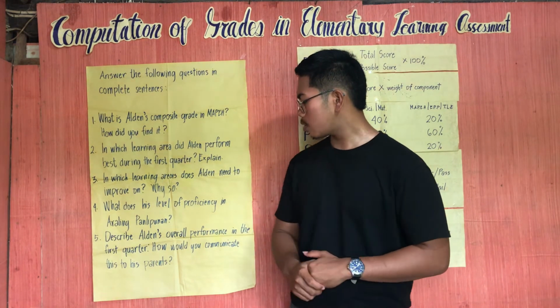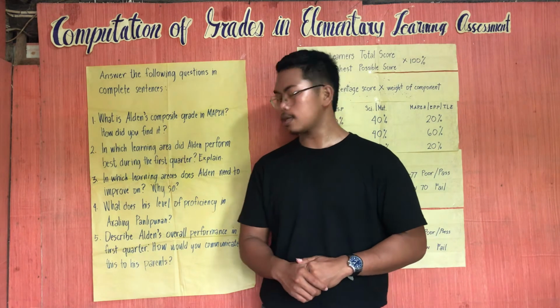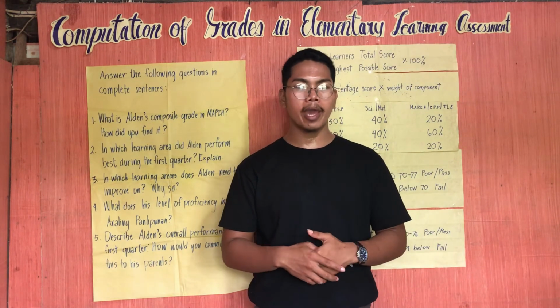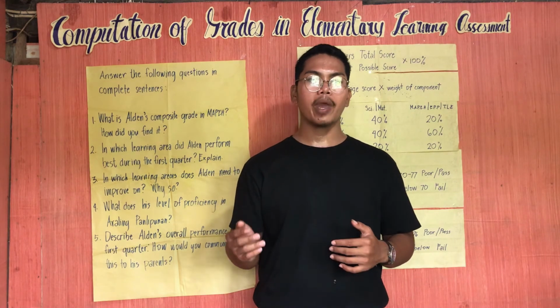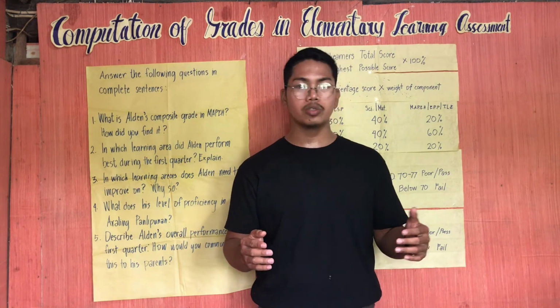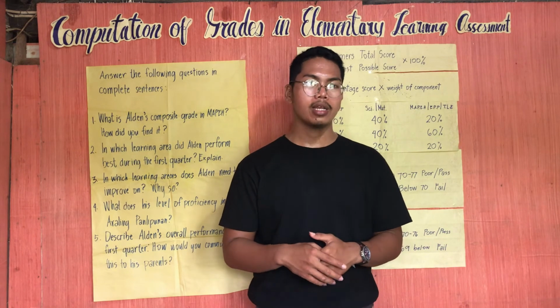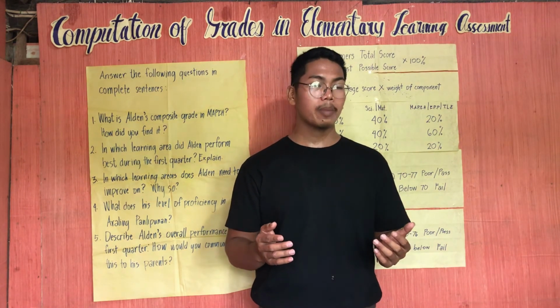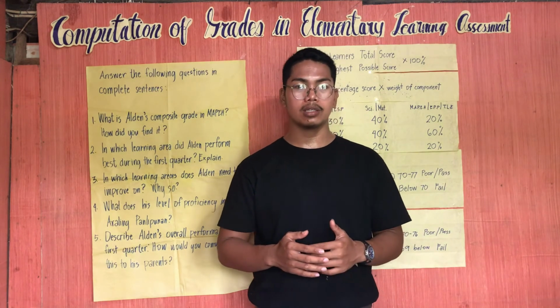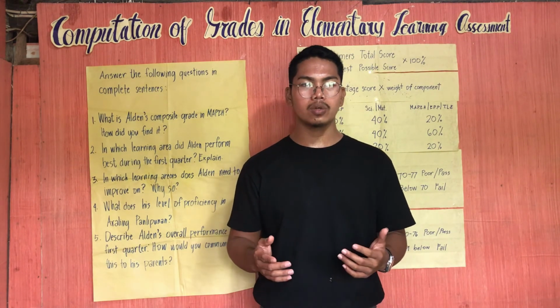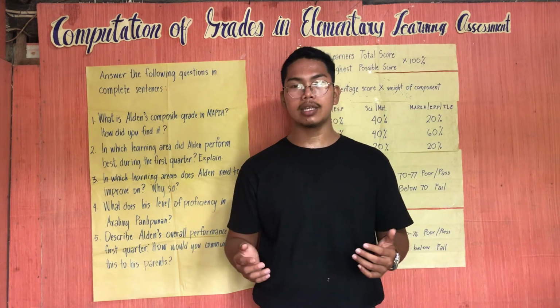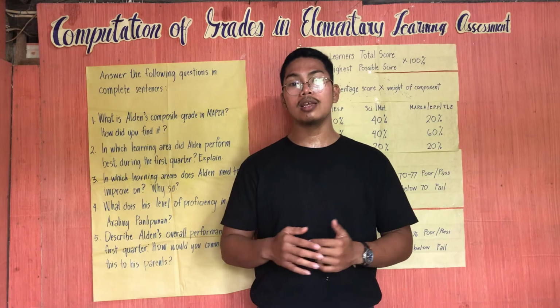Okay, how would I communicate this to his parents? First, I would like to recommend that Alden's parents see the track record of Alden's grades so that the parents will know the performance of their son. And I would like to communicate with the parents of Alden that he got good grades and for some subjects he needs to improve.